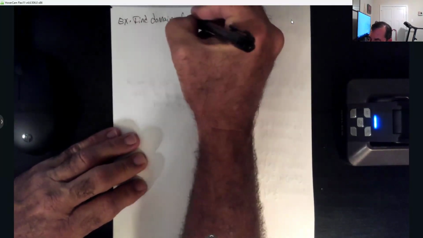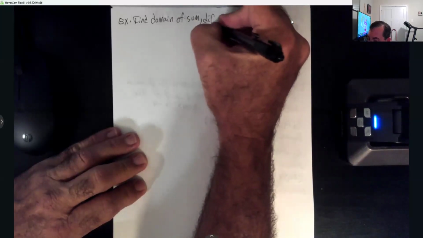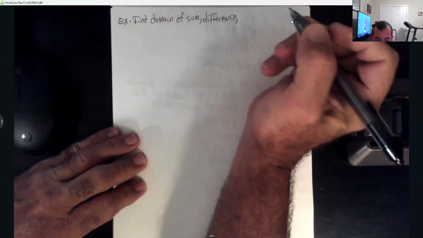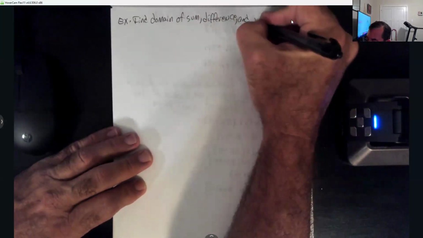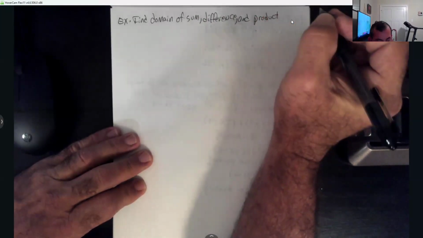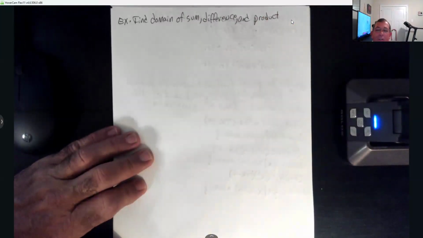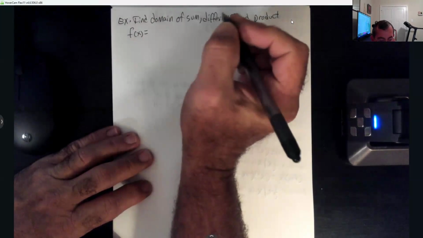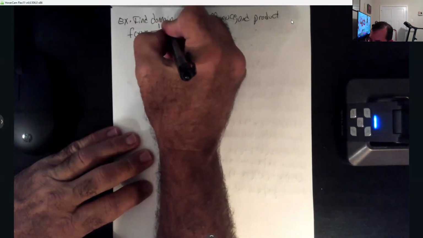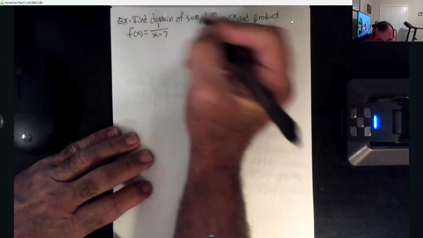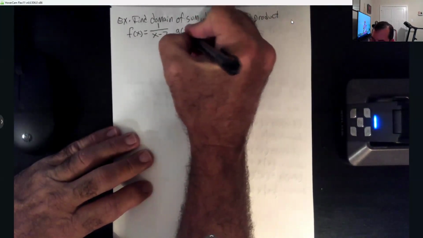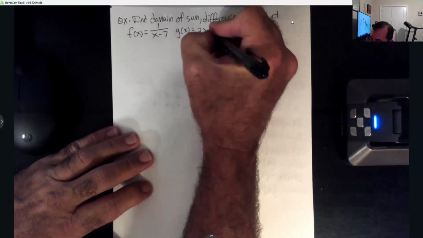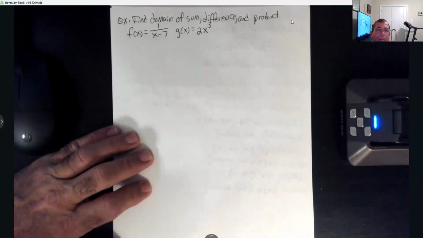Y'all, this is the same thing. We're going to find a domain of the sum, difference, and product again. But y'all watch how they change this problem up with just one thing they're doing to it. So f of x is now 1 over x minus 7. G of x is now 2x to the third.